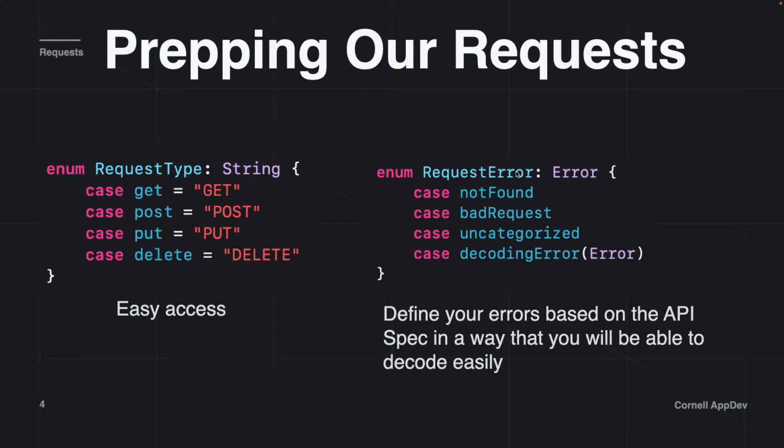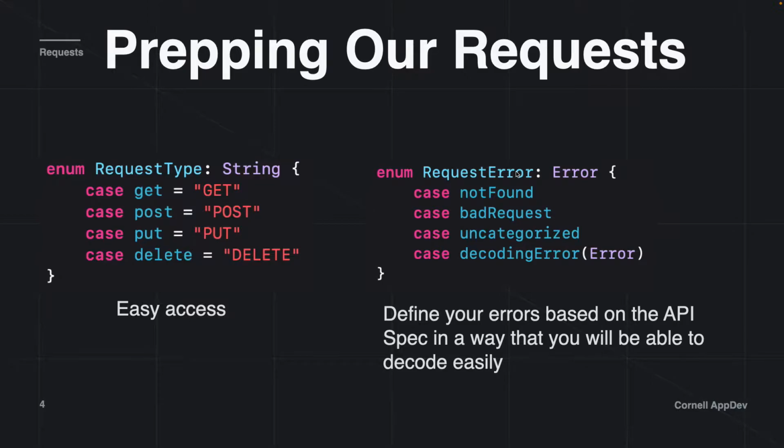So here's just a little bit of preparation that I have in the demo code. For every request, we have to specify whether it's a get, post, put, or delete. So you just put in a string, and we're going to be using a few of these. So I just put them into an enum so we can easily access them later. But you could always just type them in yourself. It's really just a convenience thing.